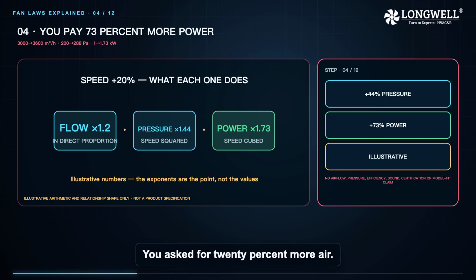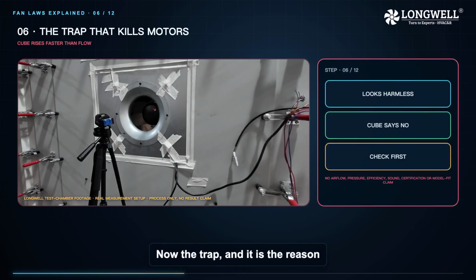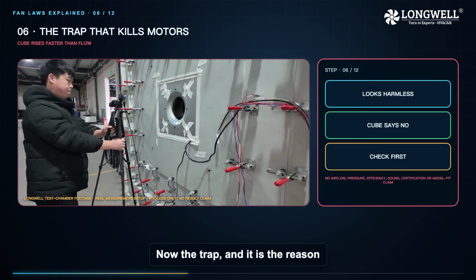You asked for 20% more air. You are drawing 73% more power. Run that backwards and you get the single most useful fact in fan energy. Slow a fan down by 20% and you keep 80% of the airflow, but shaft power drops to 0.8 cubed, which is 0.512. You are using barely half the power for 4/5 of the air. That is the entire physical basis of variable speed control, and it is why part load operation is where the savings live.